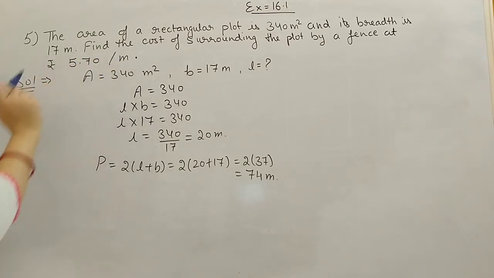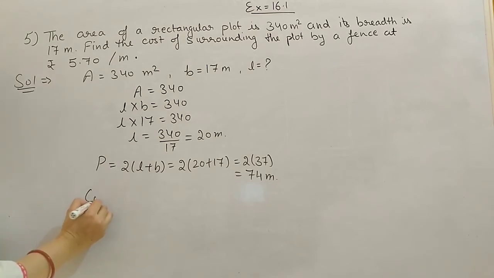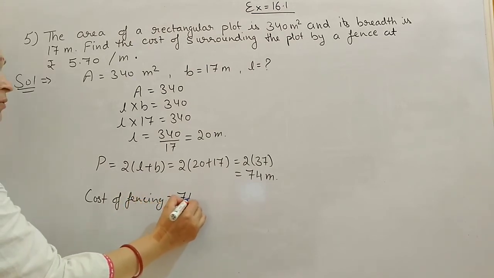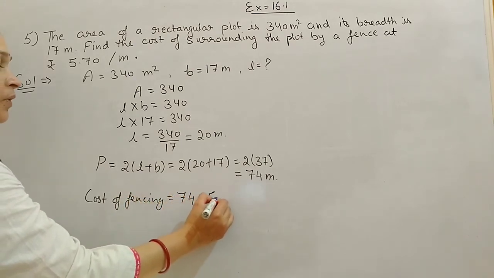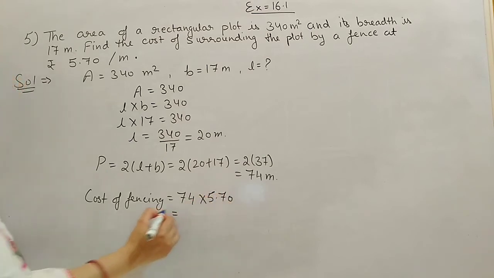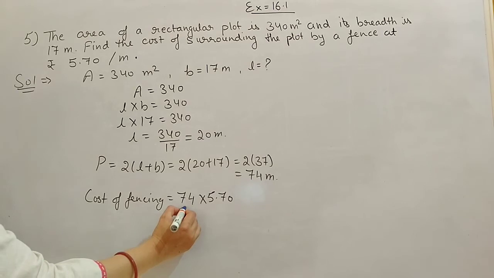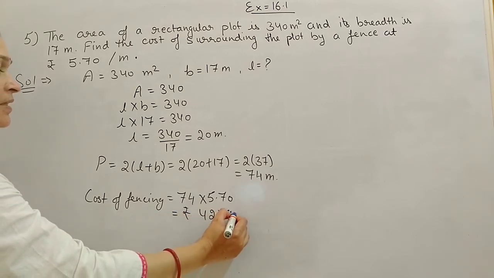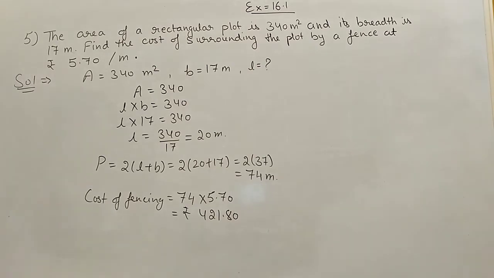For 1 meter cost is 5.70. So cost of fencing is 74 into 5.70. Multiply both the numbers, then 421 rupees 80 paise is the cost of fencing.